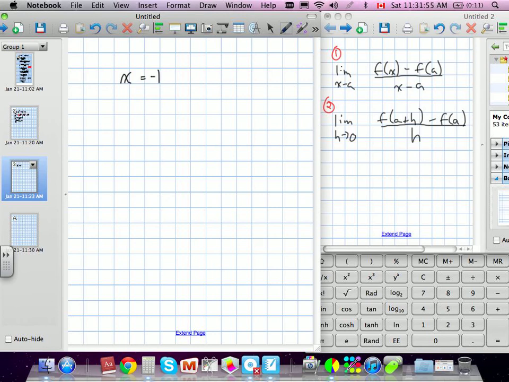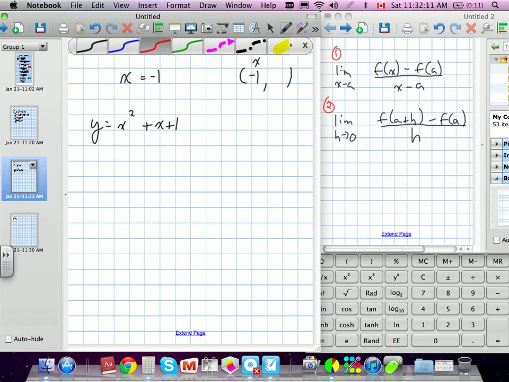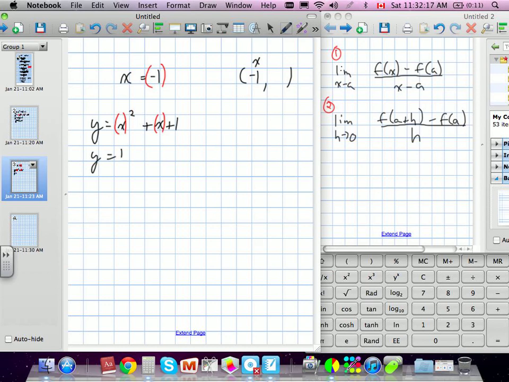So we take the original equation, which is y is equal to x squared plus x plus 1. Is that what it is? Yeah. And just like in grade 9, we replace our x's with -1. So we get -1 squared is 1, plus -1 is -1 plus 1. Our y value is 1 in this case. Does that make sense? Okay, so I have my coordinate now.